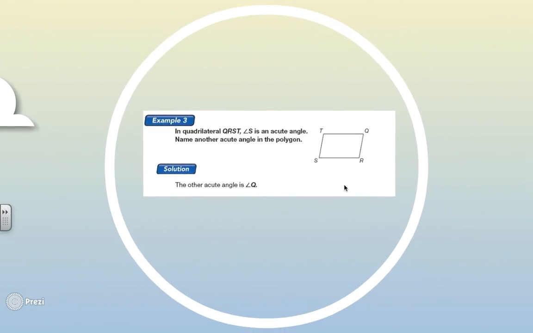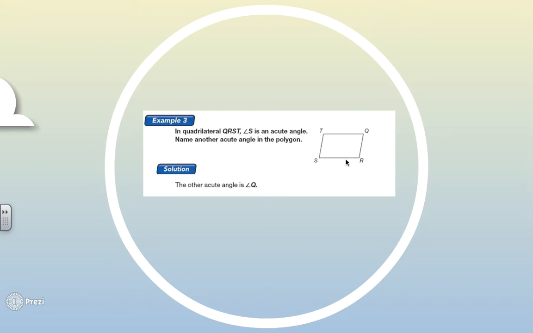All right, example number 3. We have quadrilateral QRST. Remember, QRST, you have to go with the flow. If angle S is an acute angle, meaning that it's smaller than 90 degrees, we have to find another angle that is smaller than 90 degrees. The only other angle that's smaller than 90 degrees is this one right here. You can see that it's smaller and that these are a little bit wider.